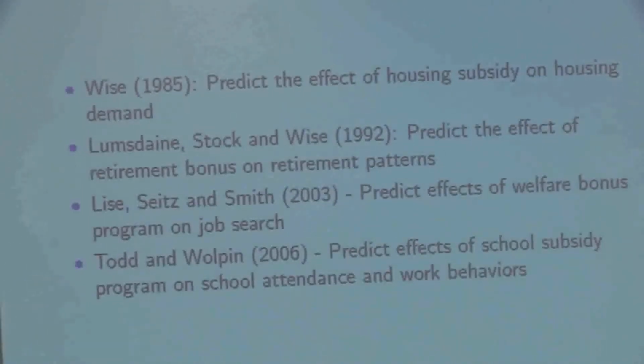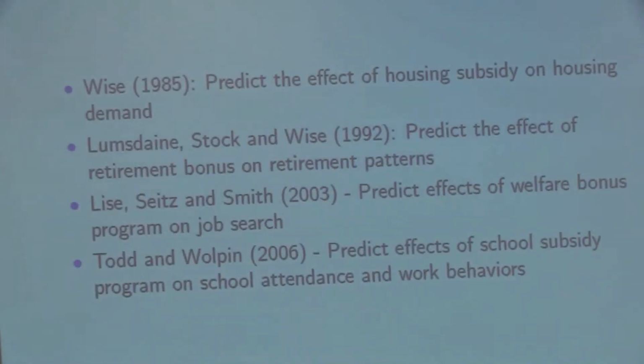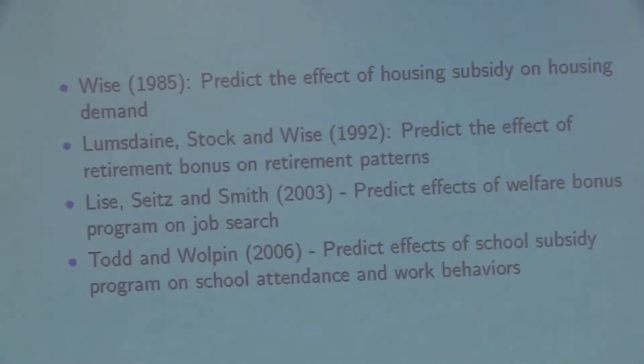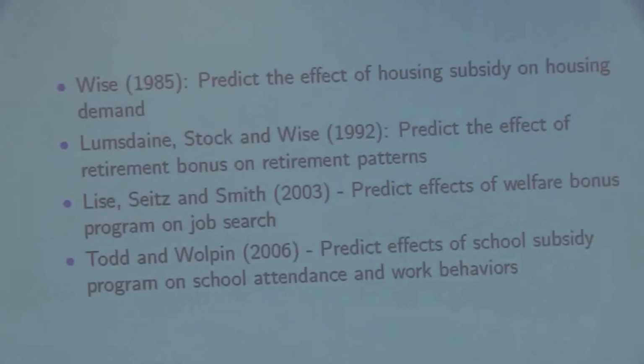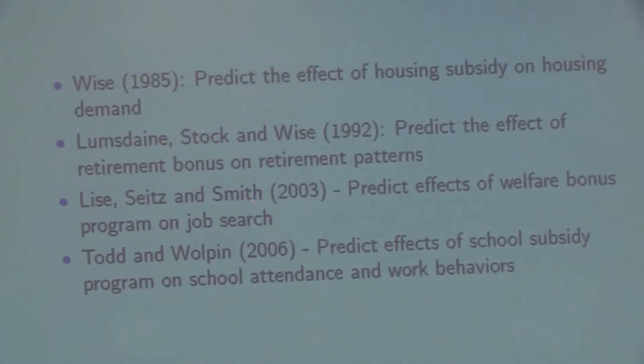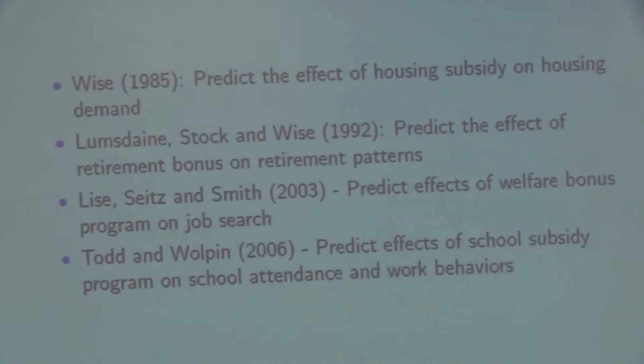So look at how, if you give people a voucher, where do they decide to live? What type of house do they decide to get? And then he analyzed different models to see which one did the best at fitting housing demand. This paper here tried to analyze the effects of a bonus on retirement.